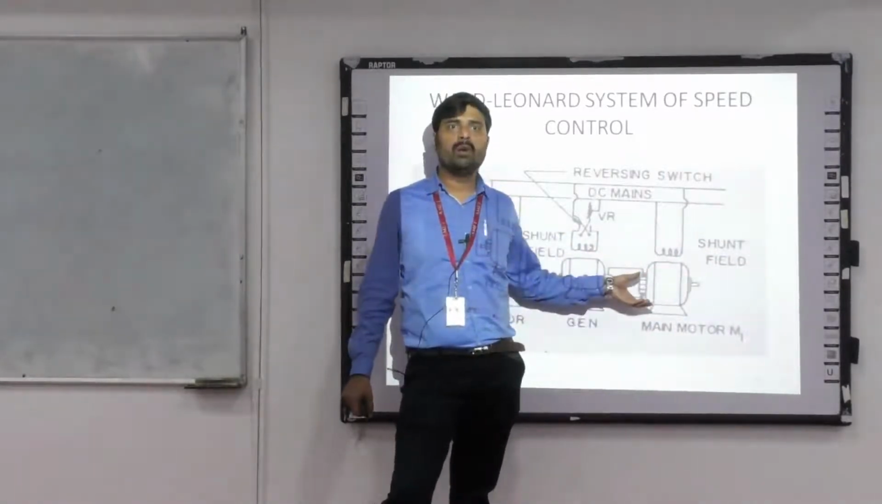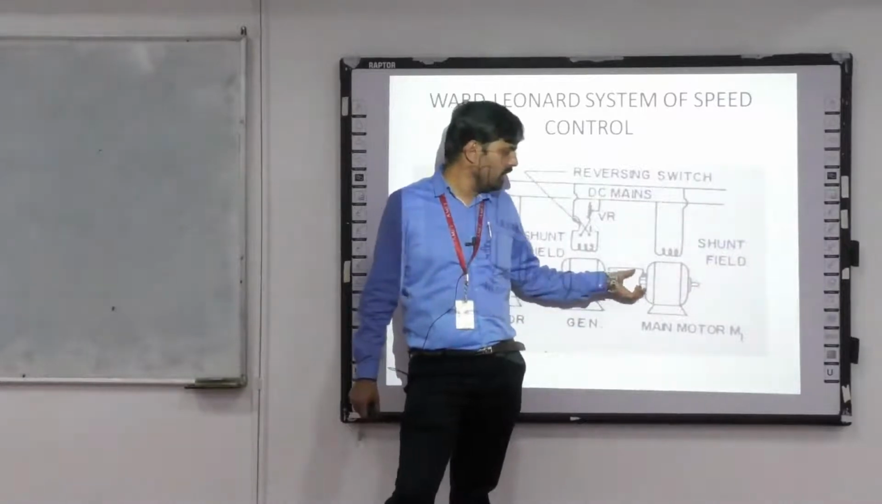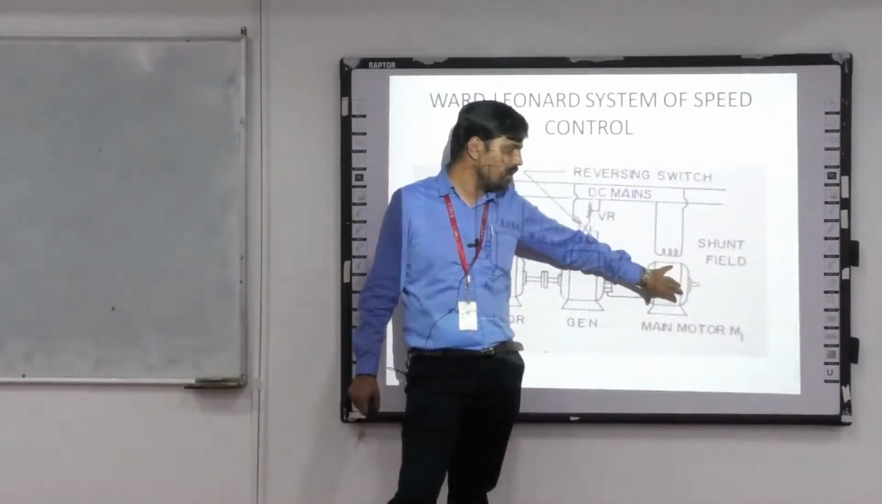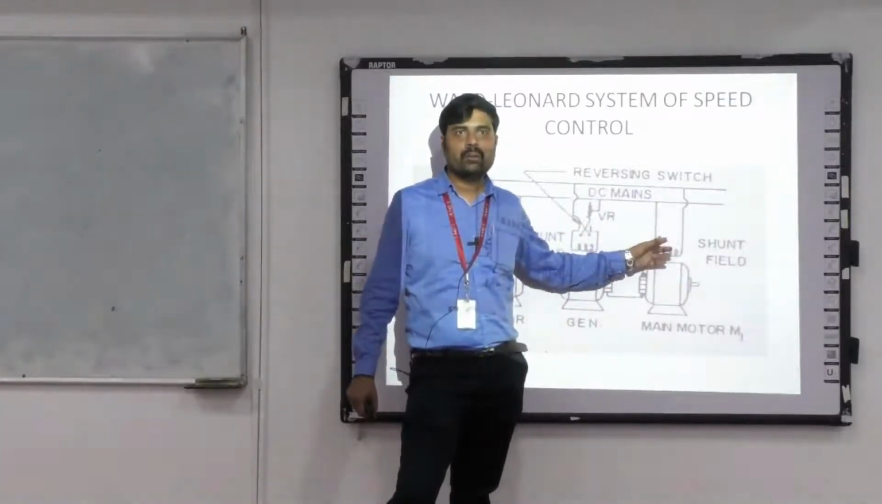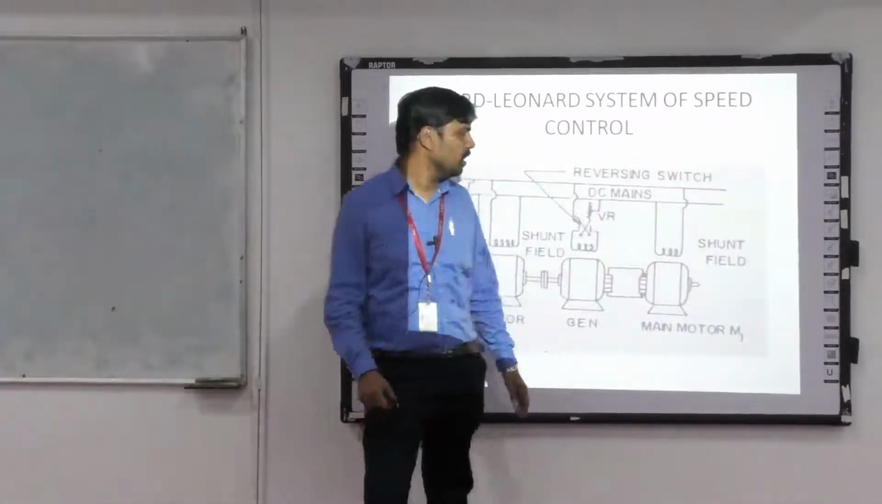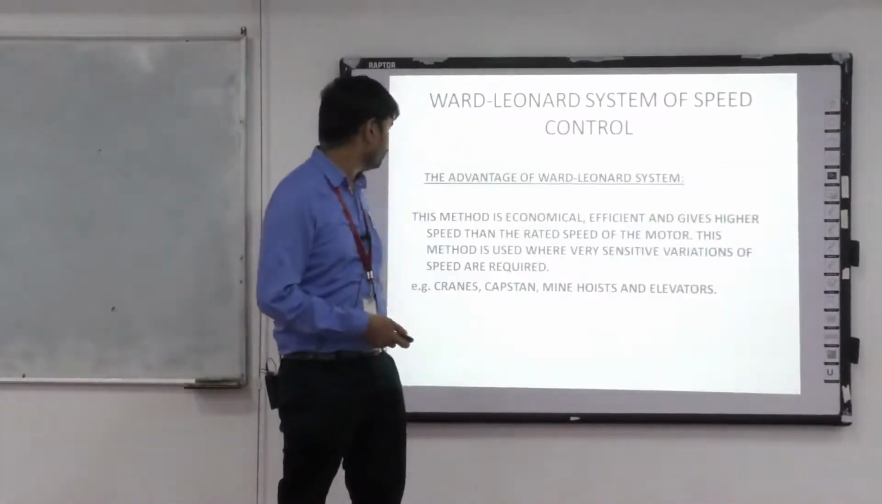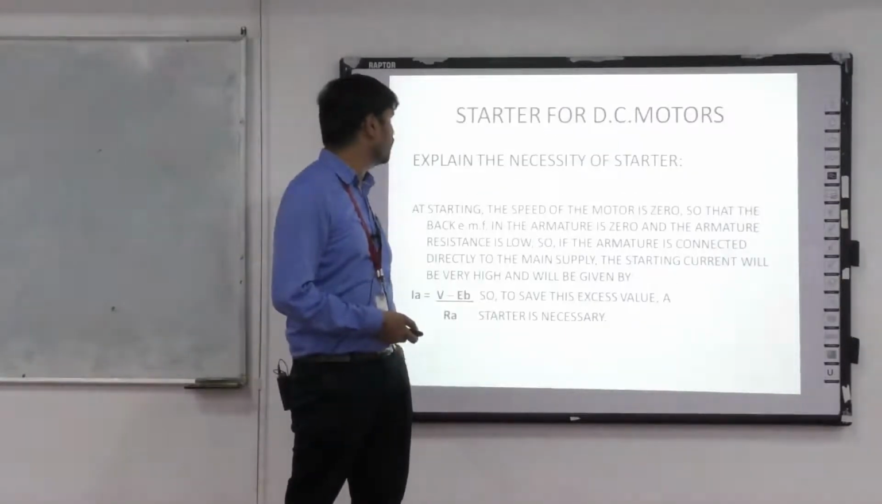Here it is called variable voltage and variable flux, right? So we are giving variable voltage here. If I want to control the flux also, I can control it by means of the shunt field. By regulating this also I can control it. So the main motor speed can be changed. And it is used in cranes, hoists and elevators.